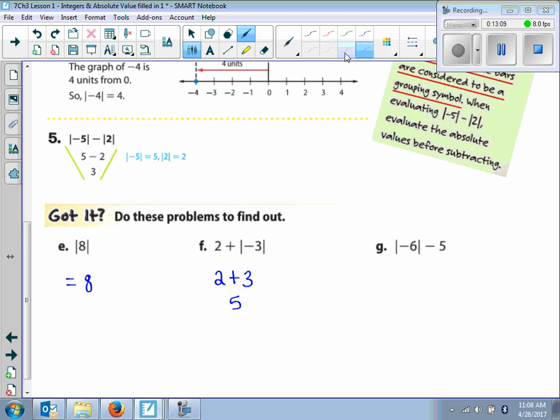And again, if you are showing your work correctly, you should see your inverted triangle. Okay? How about example G? The absolute value of negative 6 is 6 minus 5. So 6 minus 5 is 1. And that's all there is to it. Okay? I've got one more example.